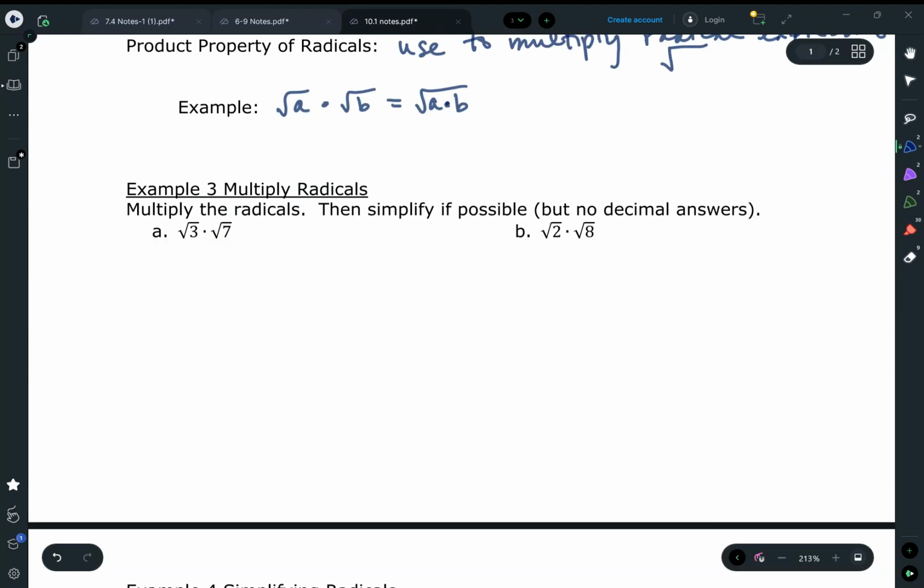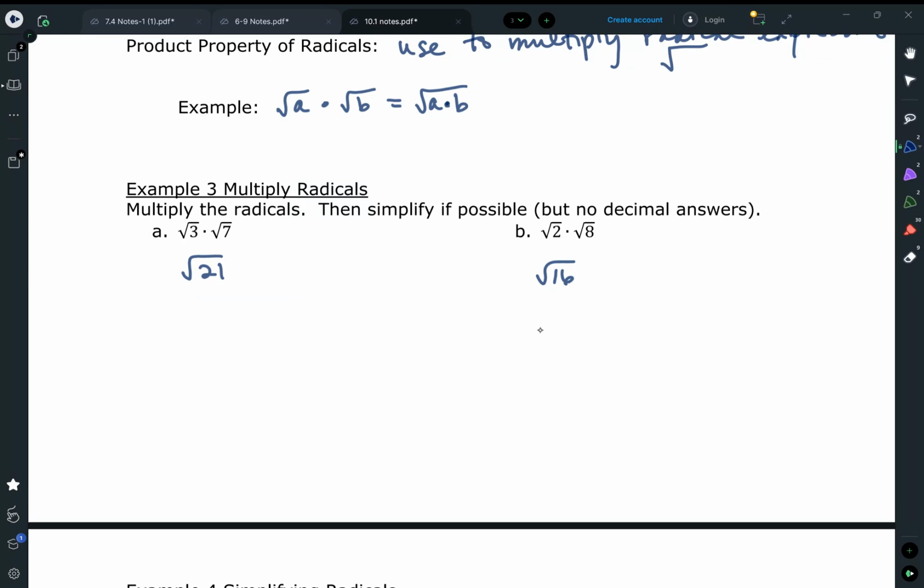So what I can do here, square root of 3 times square root of 7, I can just multiply it and make it the square root of 21. Square root of 2 times square root of 8 could be square root of 16. But 16 is a special number. I know that 4 squared is equal to 16, so I could make this the square root of 4 squared. And then remember, squares and roots always cancel out. So this is just a 4.